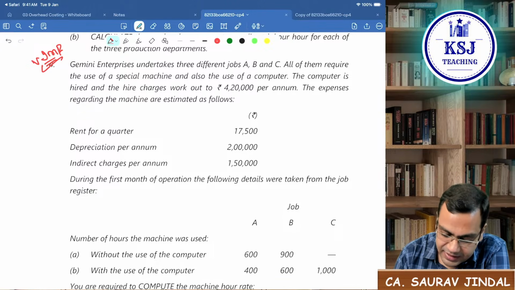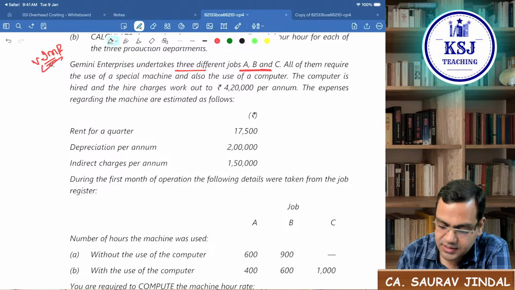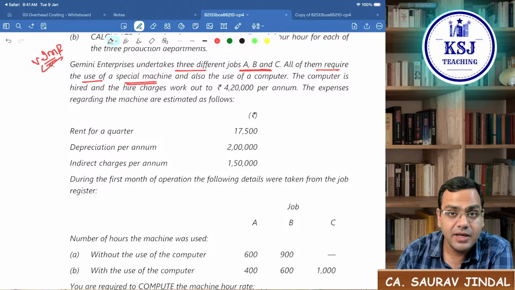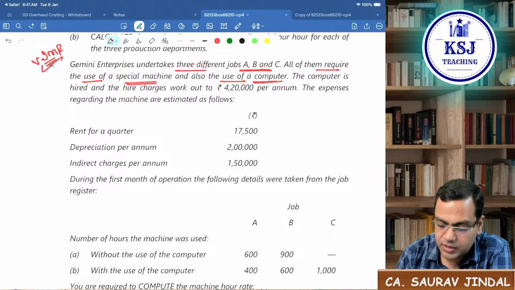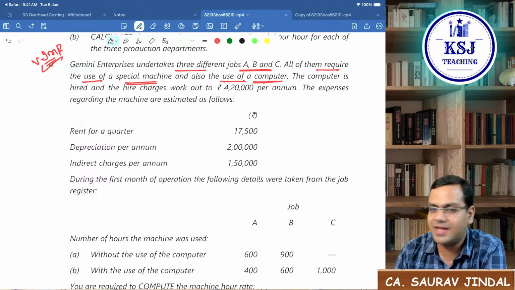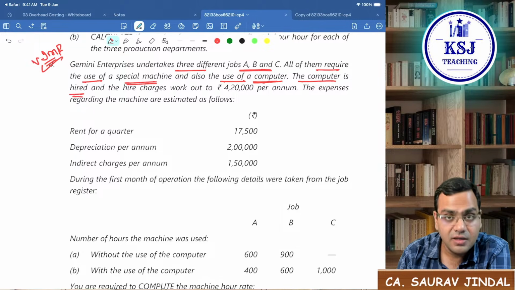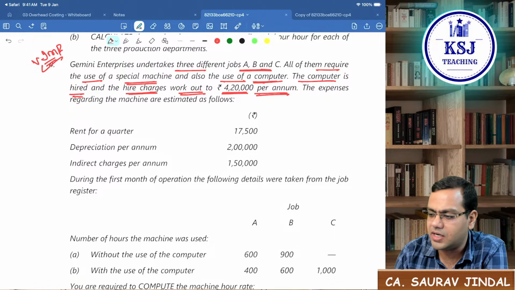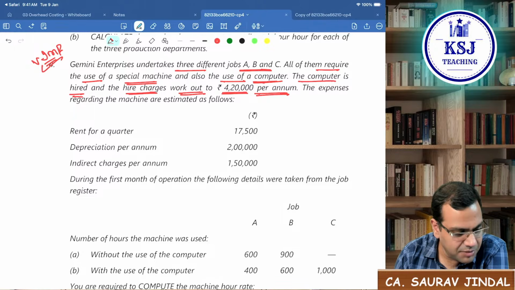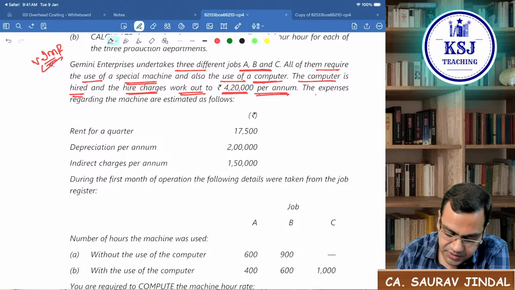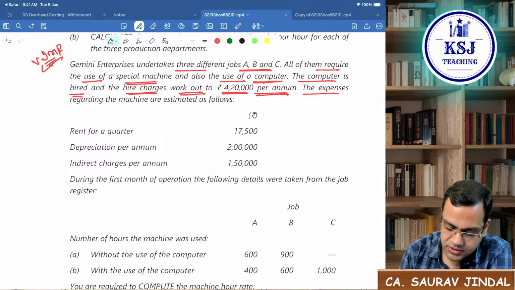Gemini Enterprises undertakes 3 different jobs, A, B and C. All of them require the use of a special machine and also the use of a computer. So one is a machine that is being used, another one is the computer. The computer is hired and the hire charges work out to rupees 4,20,000 per annum. So the computer is not an owned one, it is a hired computer and we are paying the hire charges of 4,20,000 per annum. The expenses regarding the machine are estimated as follows.